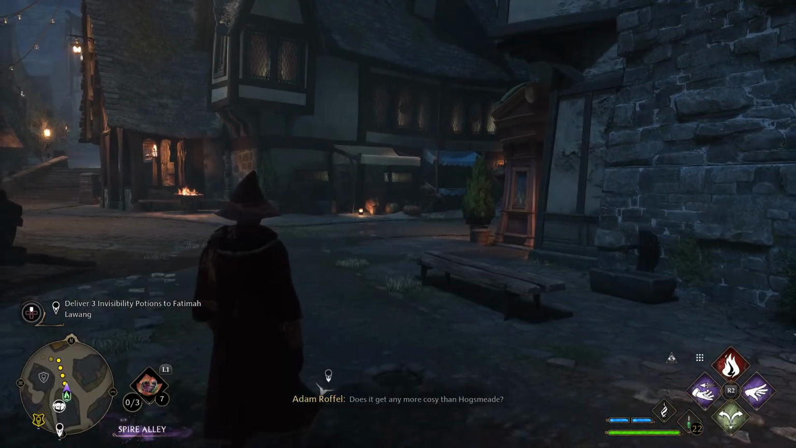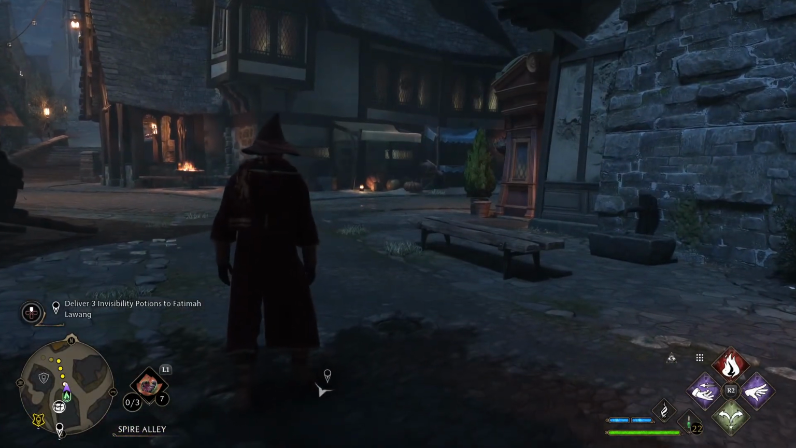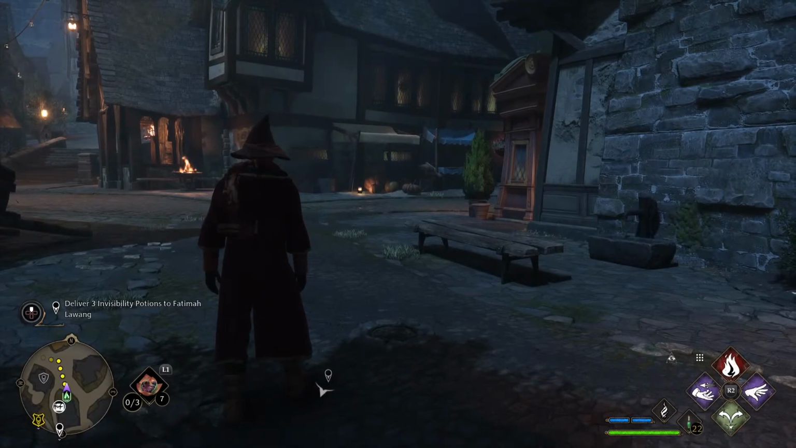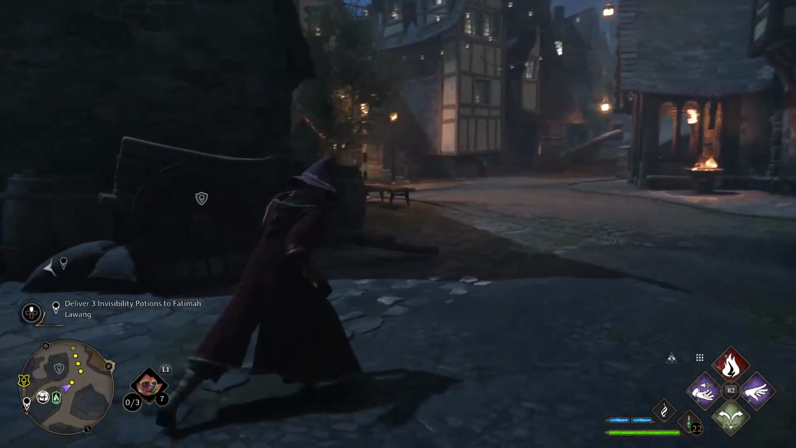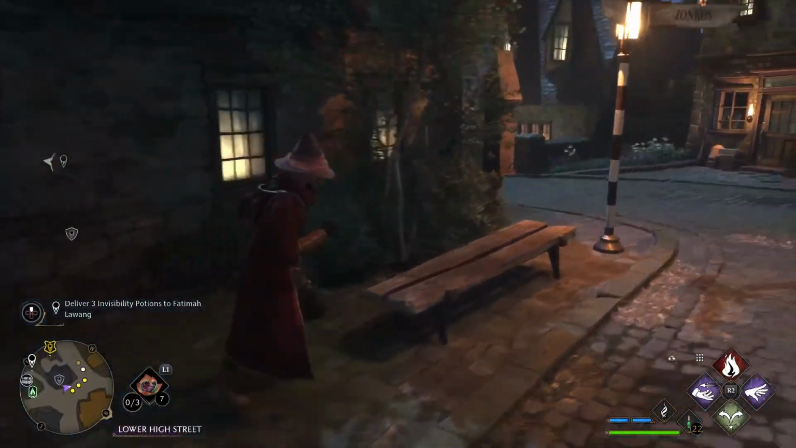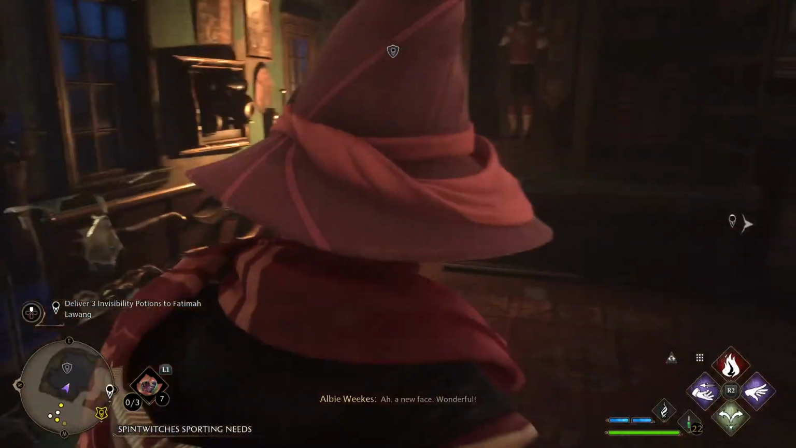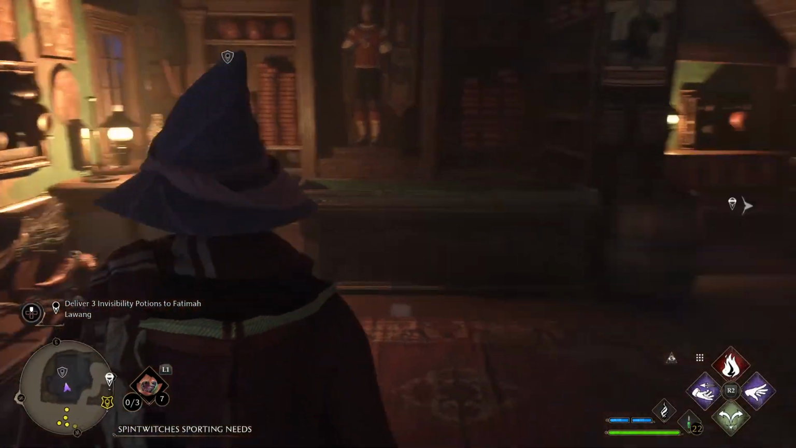Does it get any more cozy than Hogsmeade? New face. Wonderful. Revelio.